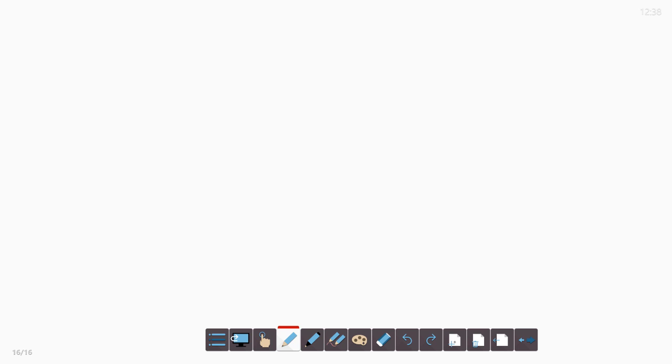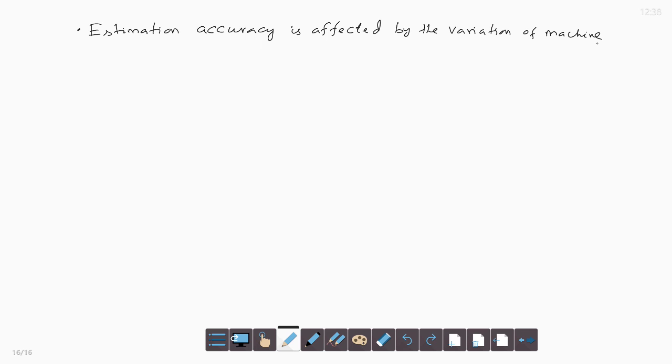So, estimation accuracy in this case is affected by the variation of machine parameters, particularly rotor resistance, R R.